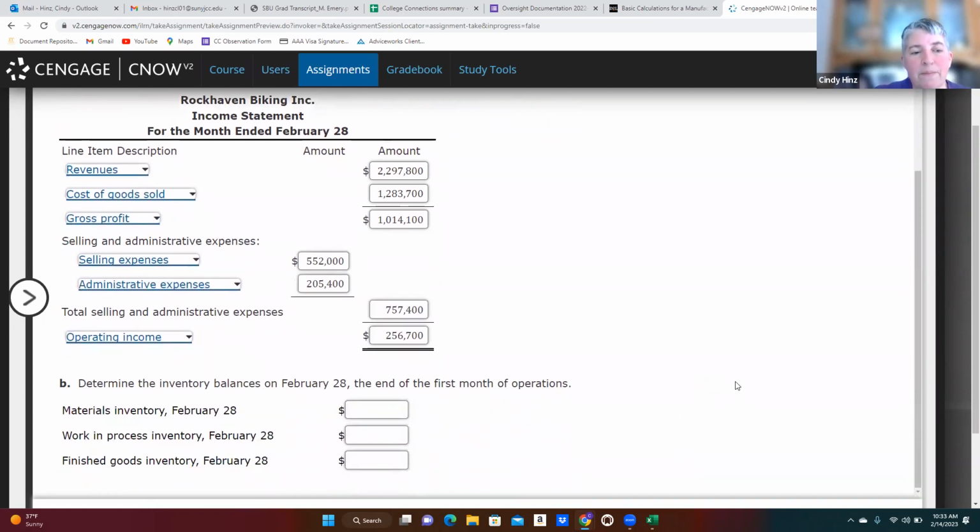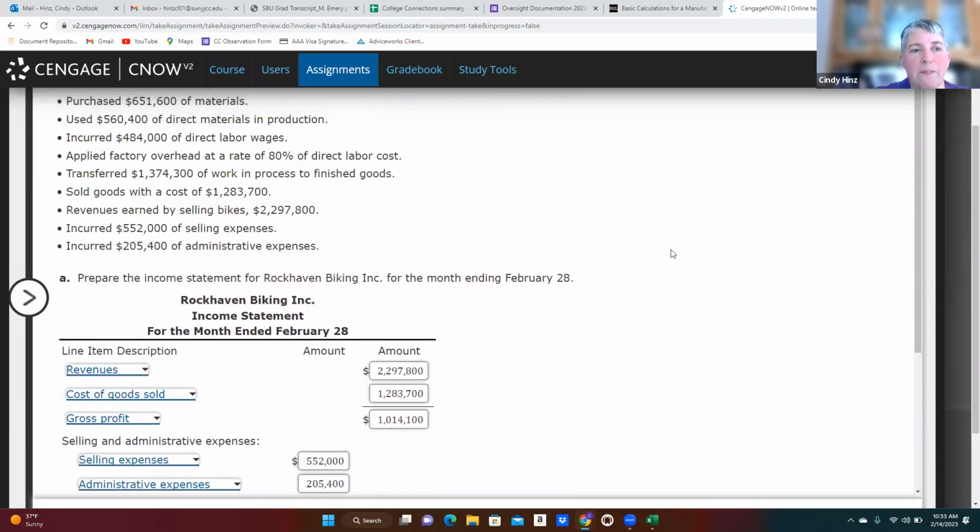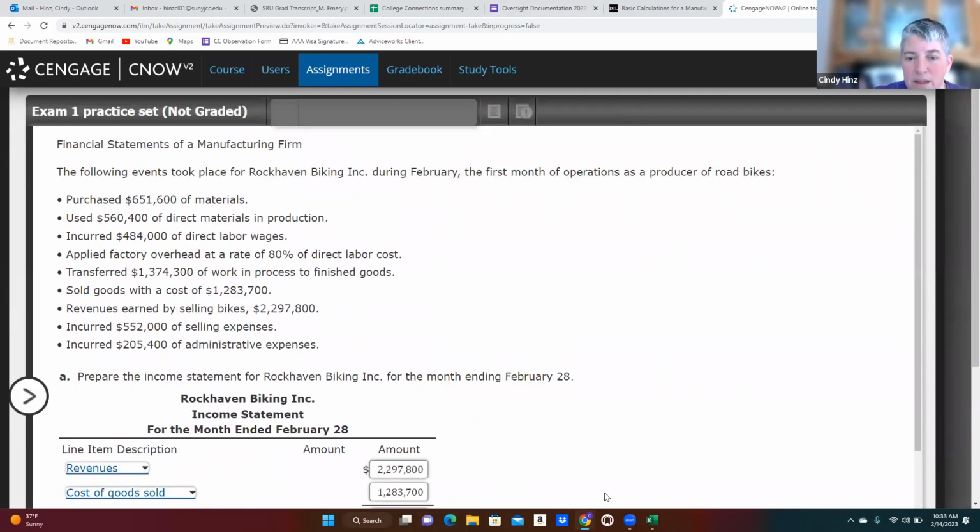And our last part is to determine the inventory balances on February 28th, the end of the first month of operations. Well, that's an important piece of information because if it's the first month of operations, that means we didn't have any beginning balances in these accounts. So it's going to make our calculations a little bit simpler. So let's look at the materials inventory first. And let me get my annotate function up here so I can make some notes.